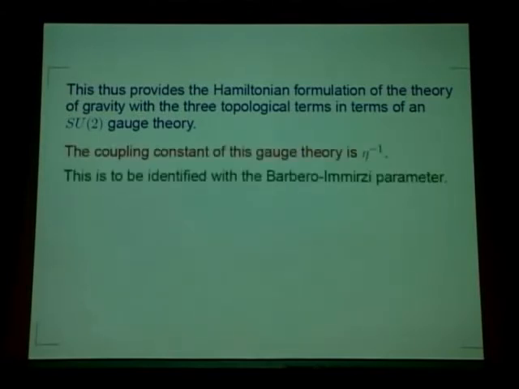So what we have done is provide a Hamiltonian formulation of the theory of gravity with 3 topological terms in terms of an SU2 gauge theory. Now this analysis includes all the 3 topological terms as against one topological term, the Nieh-Yan term, that was done earlier. The coupling constant of the gauge theory is 1 by eta. This is to be identified with the Barbero-Immirzi parameter.